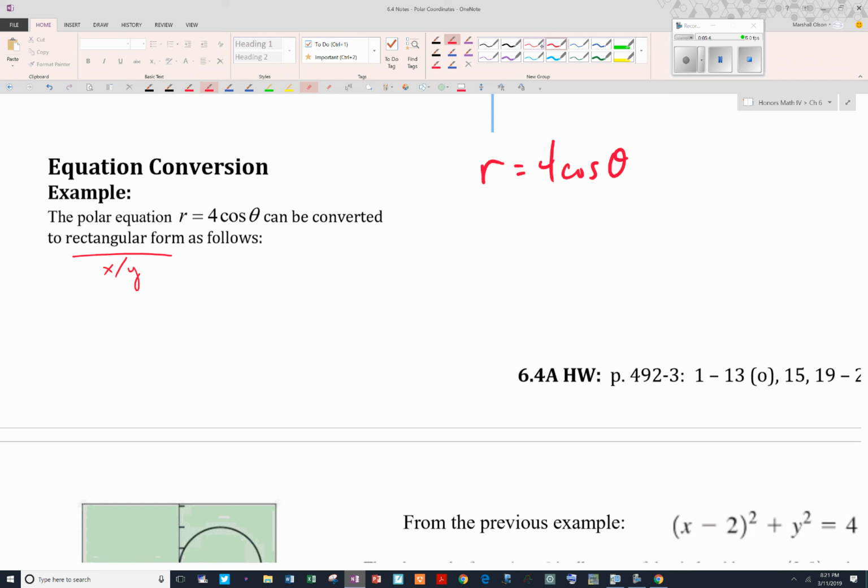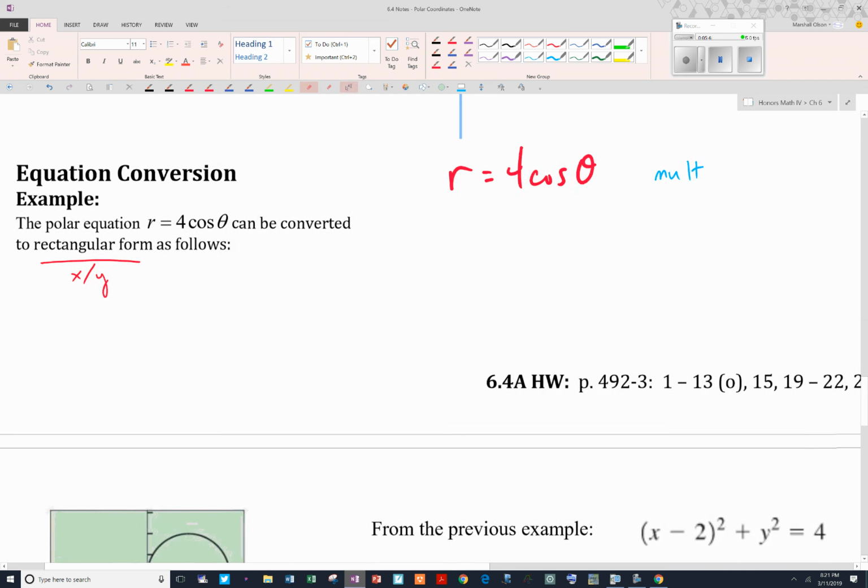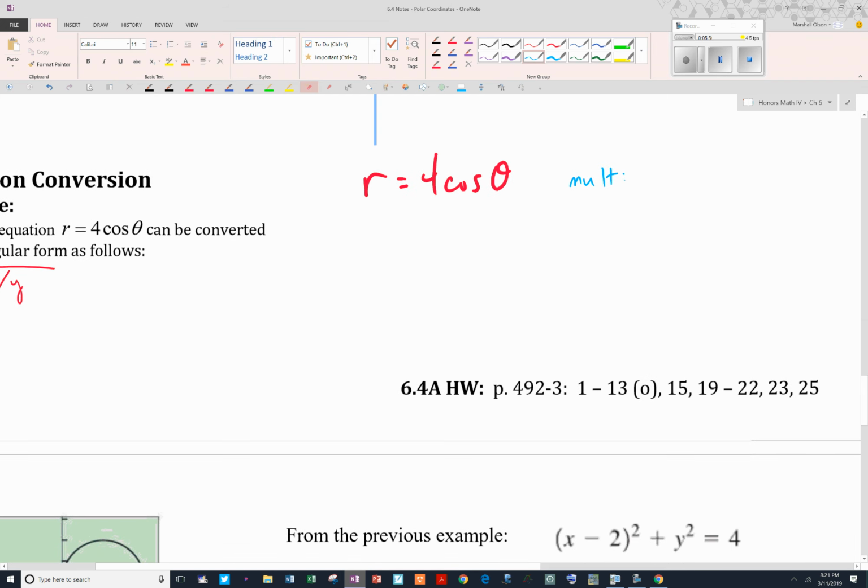All right, so here is trick number 1, and you're going to see why this works. Normally we don't write stuff like this, but this is a good section to write down what's happening in each step. We're going to multiply both sides by r. In the next step, you'll see why that's a useful thing to do. When we multiply both sides by r, the left side becomes r squared, and the right side becomes 4r times the cosine of theta.